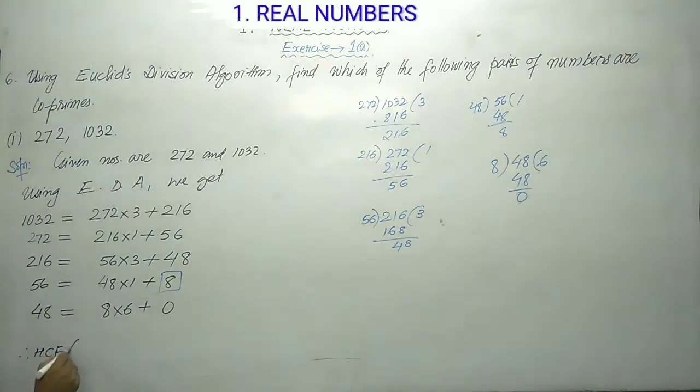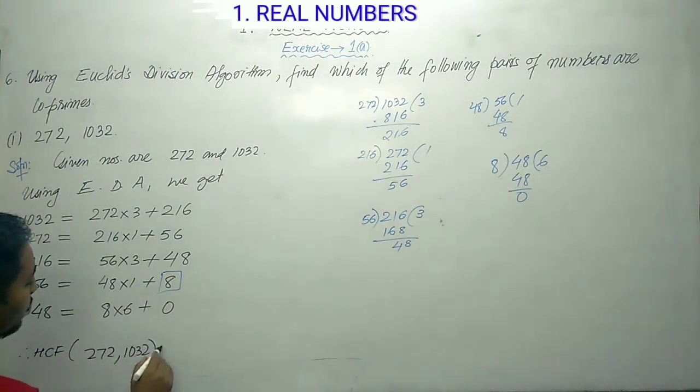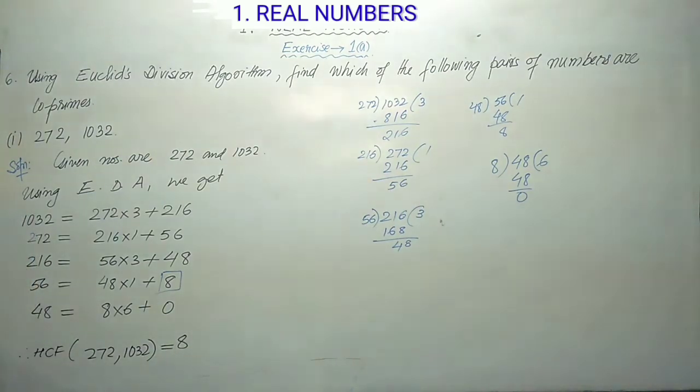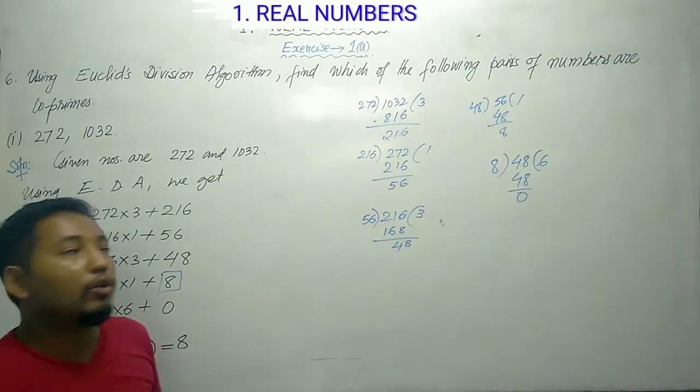Therefore HCF of 272, 1032 equals 8. Now HCF is 8, fine. But is it a coprime? No, it is not a coprime. Now why is it not a coprime?